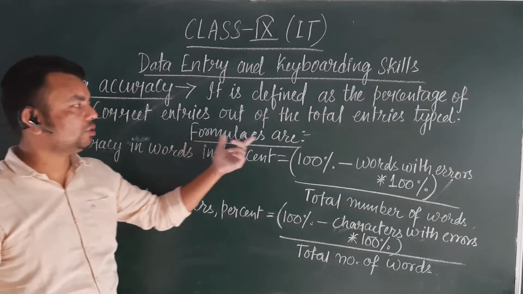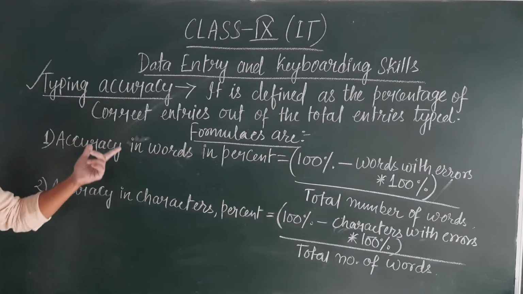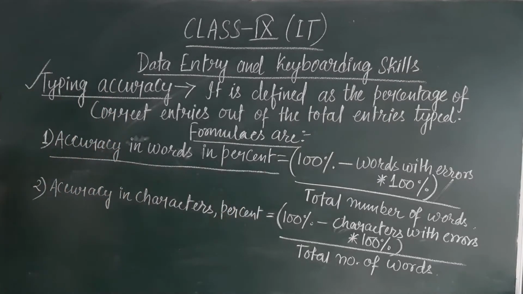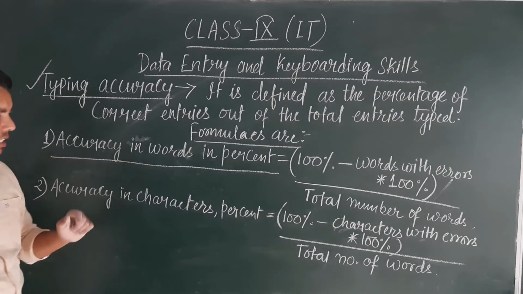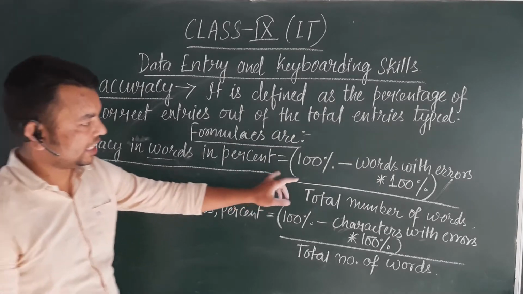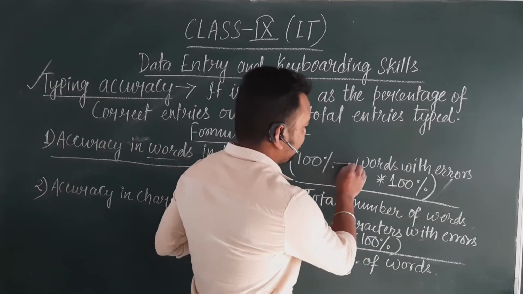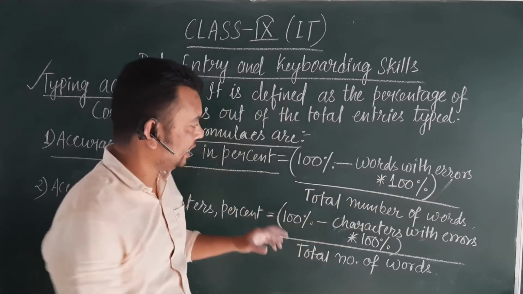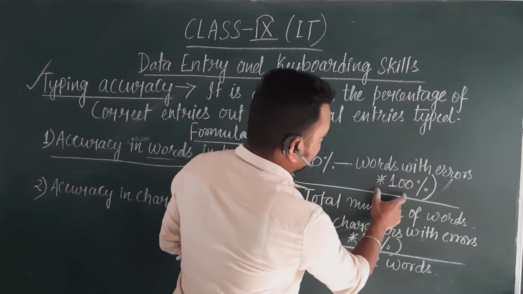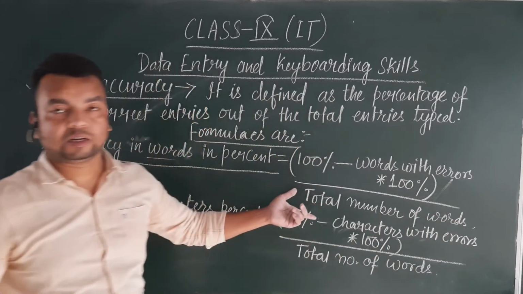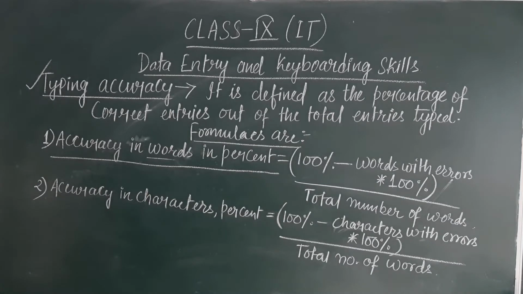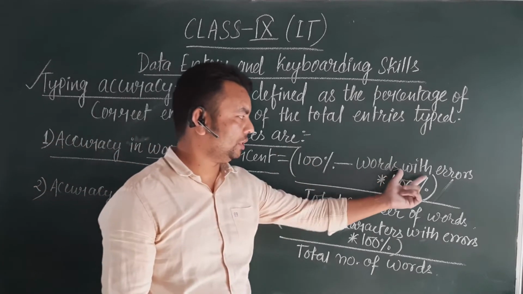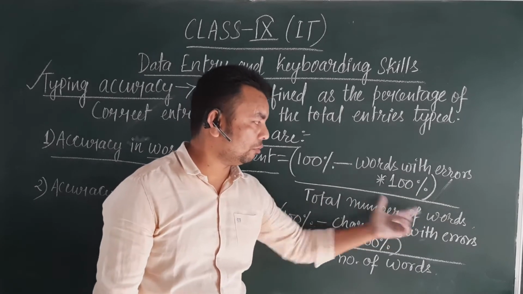Now, here are three formulas which we are going to learn in order to calculate the accuracy in our typing. Whenever accuracy has to be calculated in words, we use the formula: accuracy in words in percent equals 100 minus the total number of words which contain errors, multiplied by 100, and the whole is divided by the total number of words that we have inserted by means of our keyboard. So, 100 minus words with errors into 100, divided by the total number of words inserted.